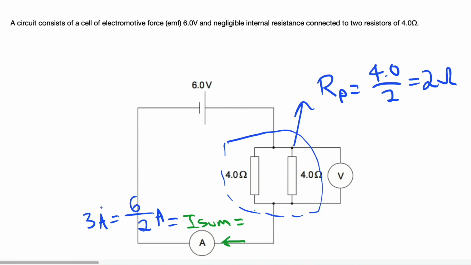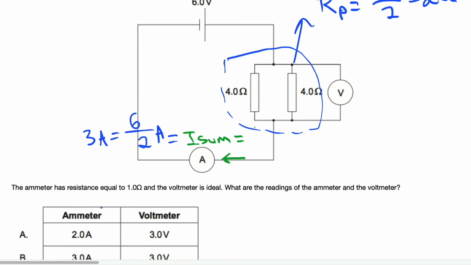Is this correct? Oh, sorry. The emitter also has a resistance of 1 ohm. So here, the emitter has a resistance of 1 ohm. I'm just going to draw another resistor here. Right.